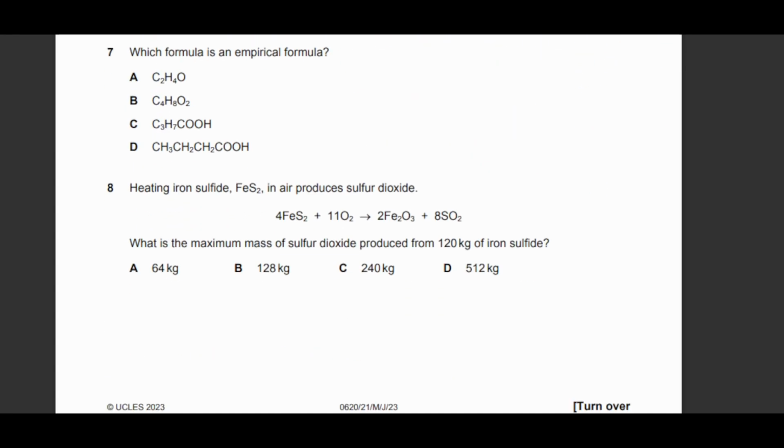Question 7. Which formula is an empirical formula? Okay, empirical formula just means simplest form. So you cannot divide it by anything else. So if we have a look at the options, right? A is C2H4O. Can you make this any smaller? You cannot. So therefore the answer has to be A. But for example, if you take B, you can make B smaller. So B's empirical formula would be C2H4O. I hope that makes sense.